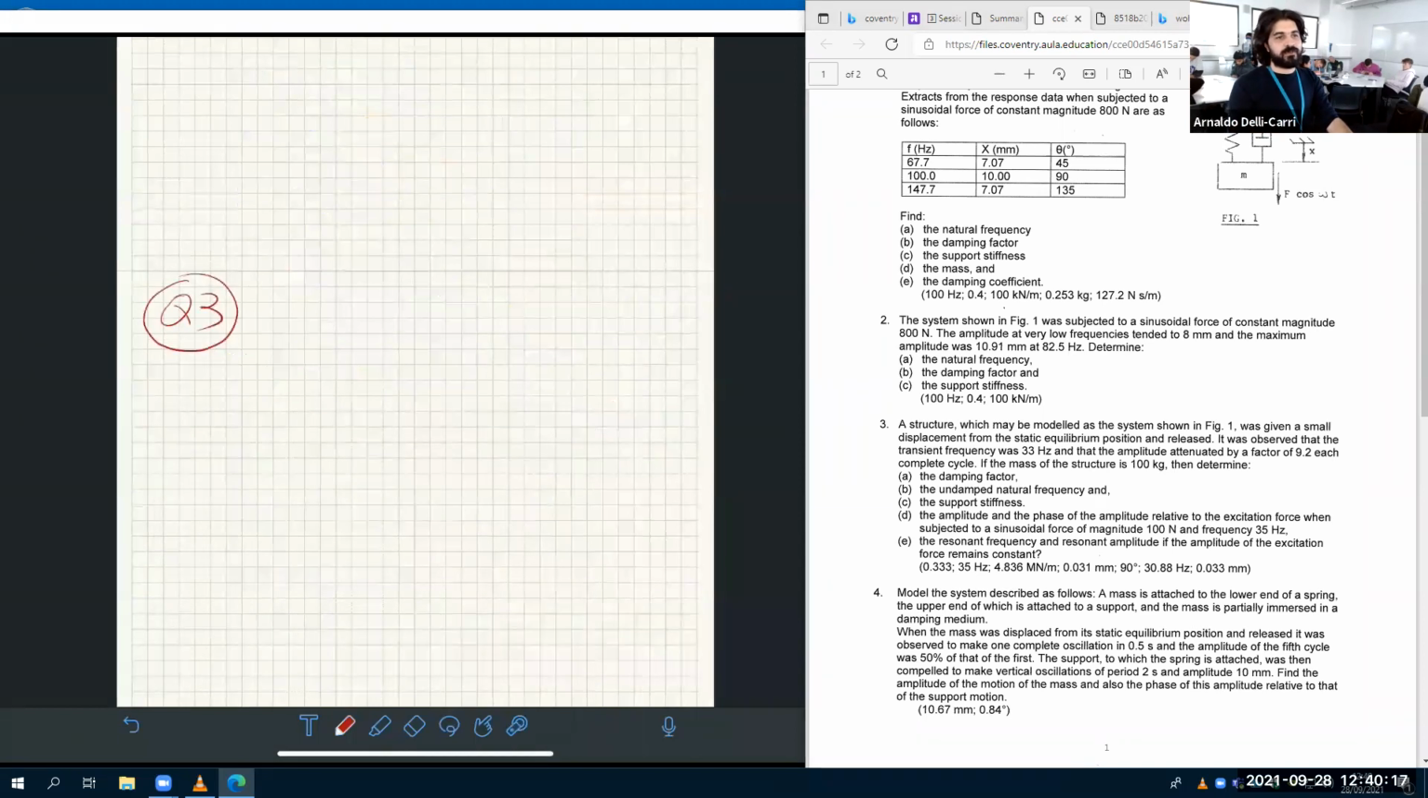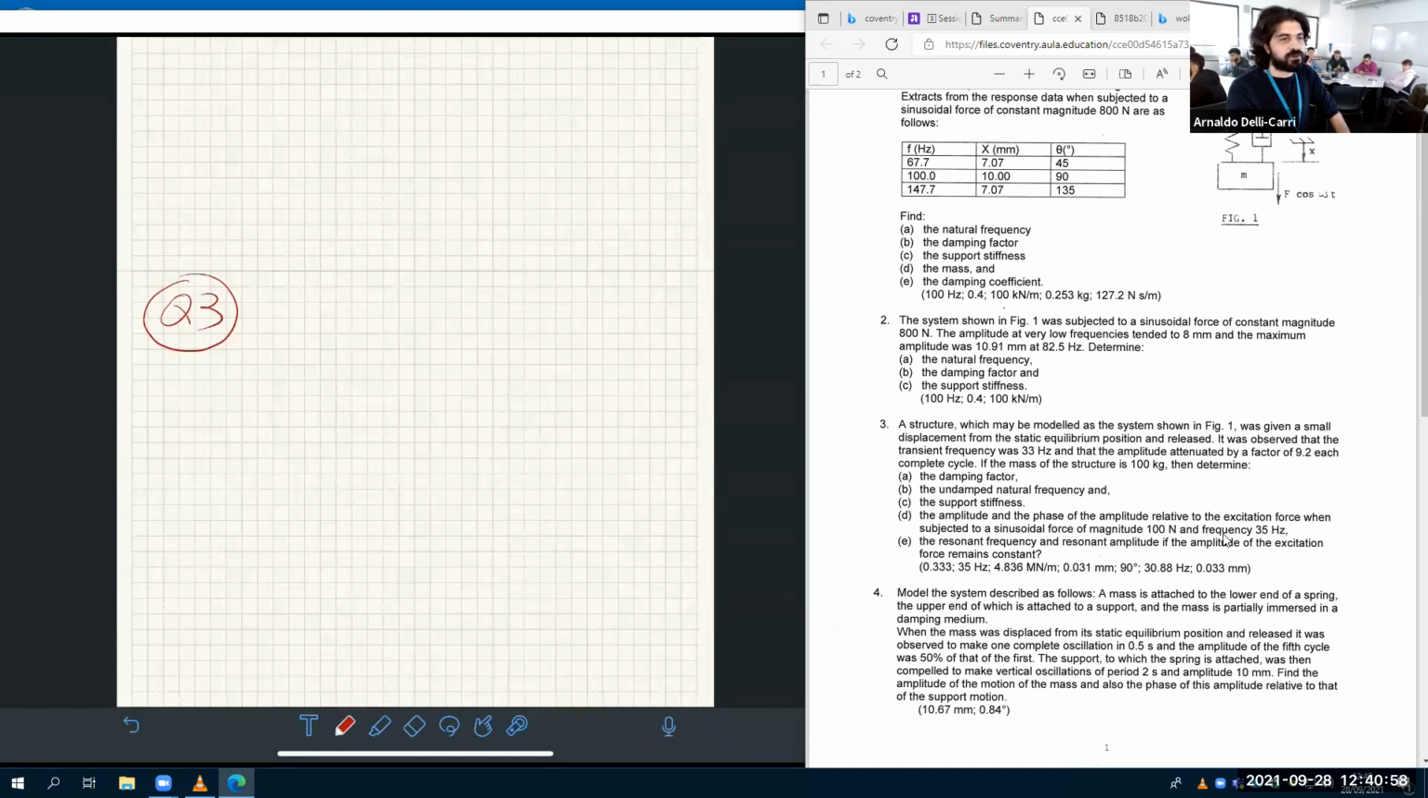A structure which can be modeled as the system shown in figure 1, which is always the same, was given a small displacement from the static equilibrium position and released. It was observed that the transient frequency was 33 Hertz and the amplitude attenuated by a factor of 9.2 each complete cycle. If the mass of the structure is 100 kilograms, determine the damping factor, the undamped natural frequency, and the support stiffness. The amplitude and phase of the amplitude relative to the excitation force when subject to a sinusoidal force.